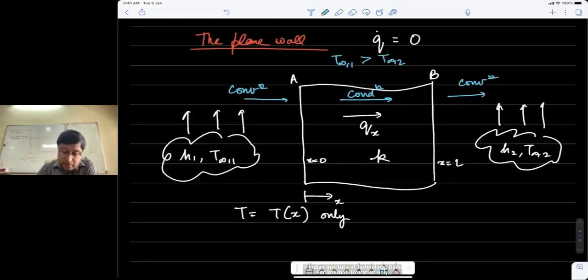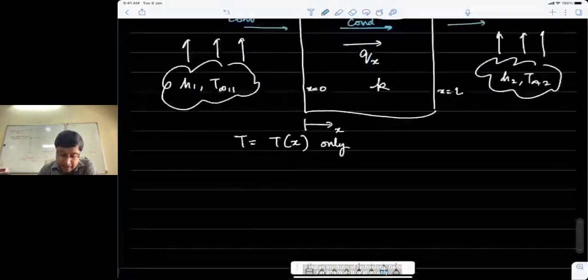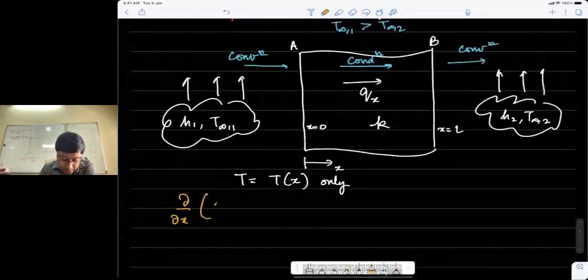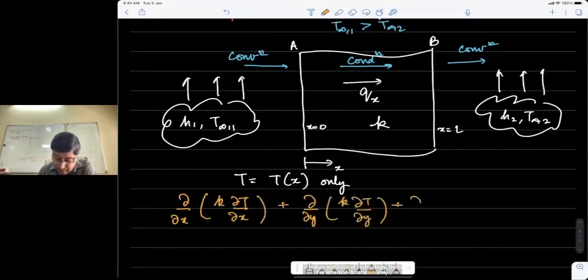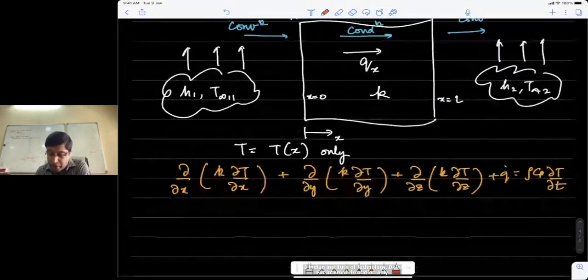So we start with the differential form of the diffusion equation. So let's write that. We have d by dx of k dT dx plus d by dy of k dT dy plus d by dz of k dT dz plus q dot is rho cp dT dt. That was the heat diffusion equation.